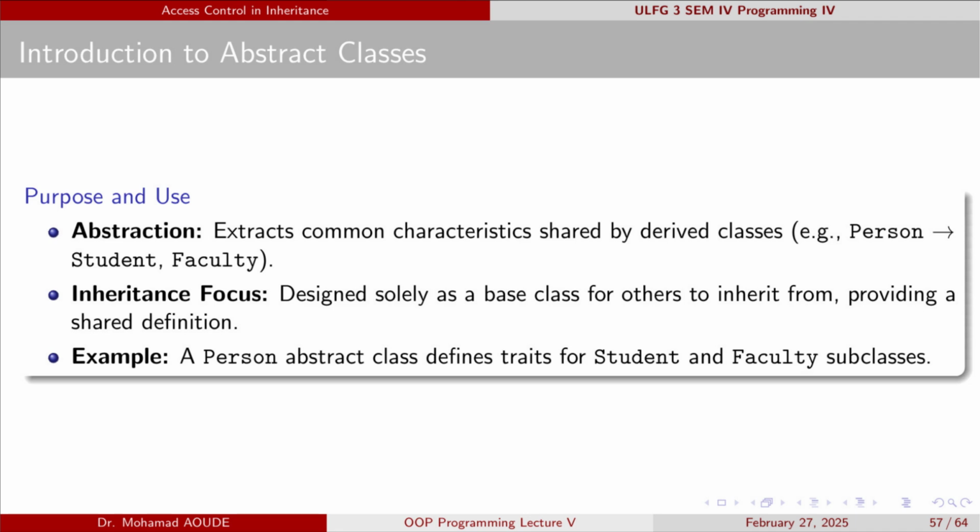Abstract classes capture shared traits, but leave the details open. Think of person as a concept. You never create a generic person in your system, only specific types like student or faculty. So we mark person as abstract, allowing shared structure, while ensuring that only meaningful concrete classes can be instantiated.